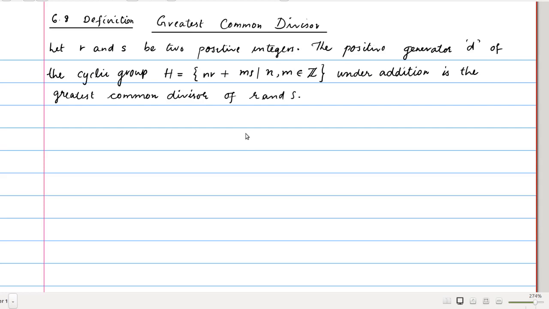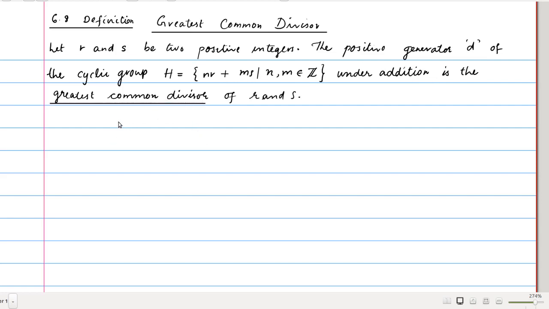Let R and S be two positive integers. The positive generator D of the cyclic group H, which is in fact the sum of two subgroups of Z, that is the set of all nR plus mS, n, m belongs to Z, under addition, is the greatest common divisor. So this is another way of defining greatest common divisor.